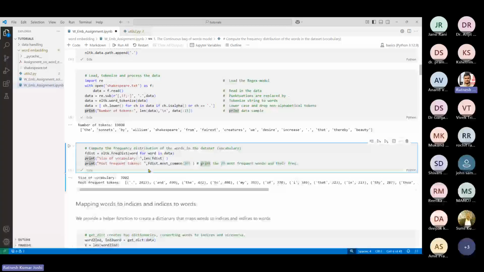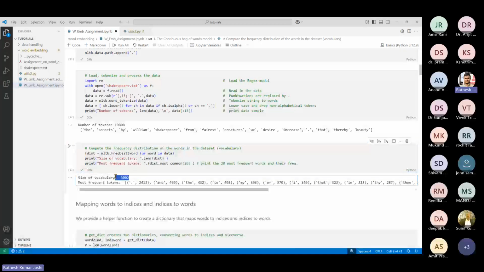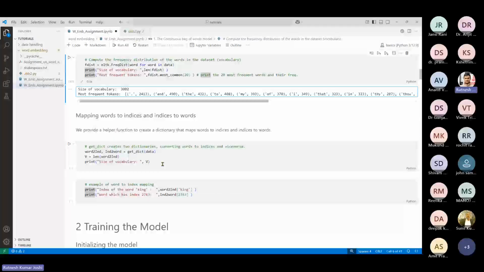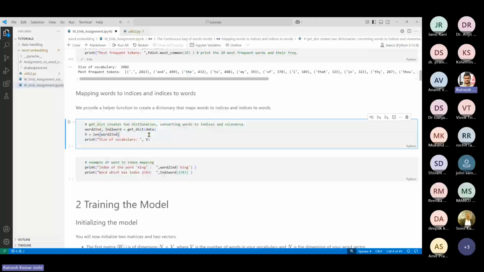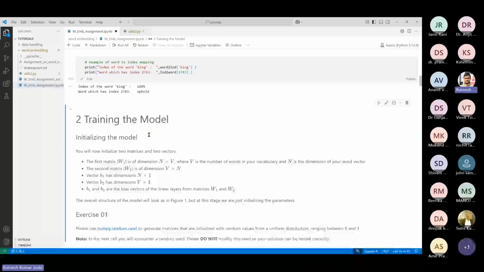After doing this, we have a total vocabulary size of 3002, and these are the most frequent tokens. Full stop occurs 2413 times, 'and' occurs 490 times, 'the' occurs 432 times, 'to' occurs 408 times, and so on. So this is our vocabulary, and then we will map this vocabulary to some index.